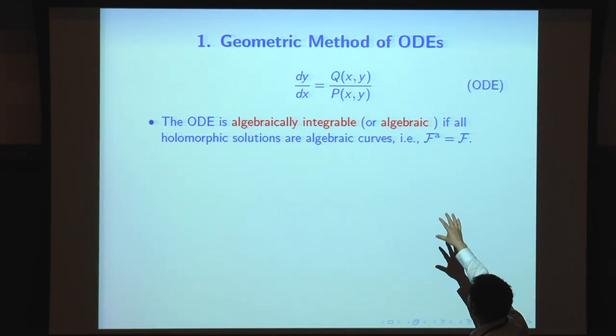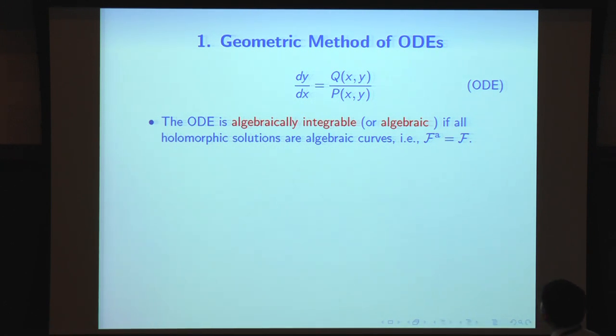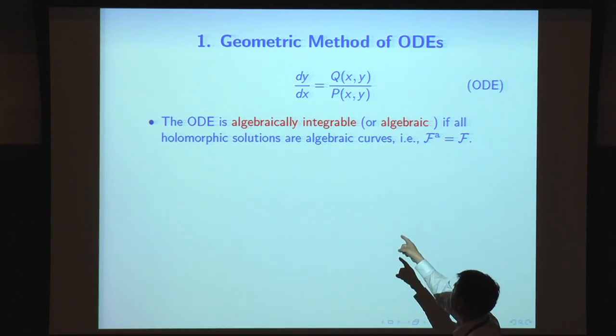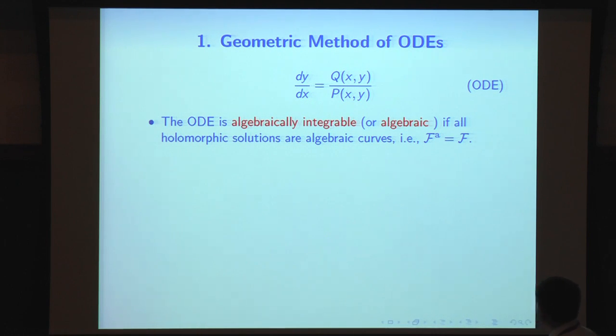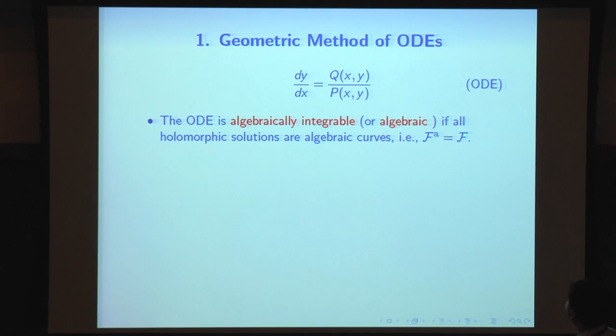Sometimes the ODE is called algebraically integrable, or algebraic, if the set of holomorphic solutions are all algebraic curves. So the subset is equal to F. This means any holomorphic solution, any holomorphic integral curve, is an algebraic curve.